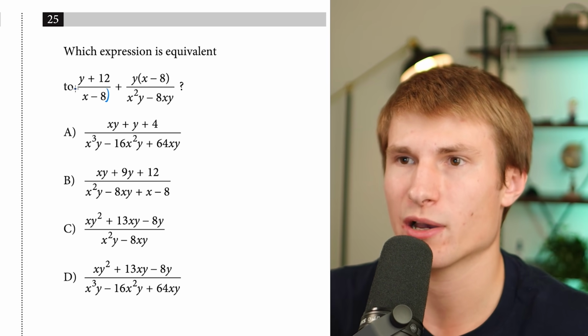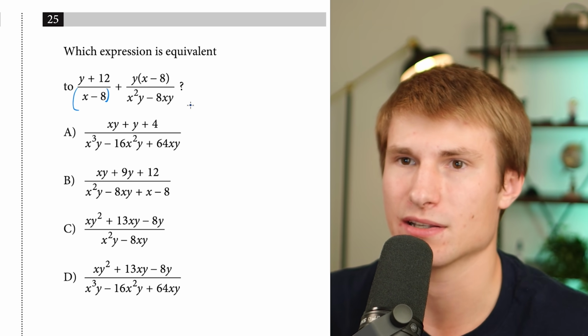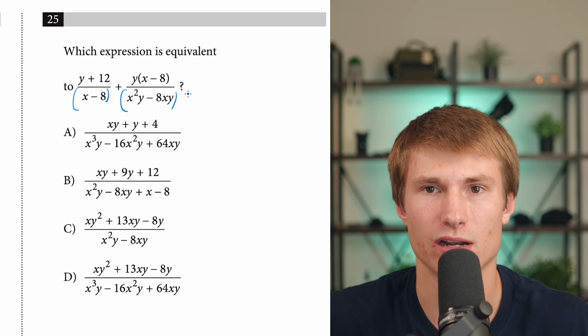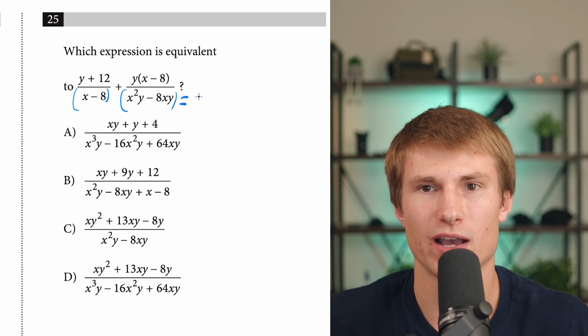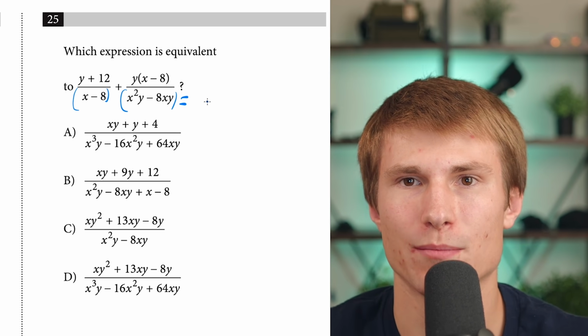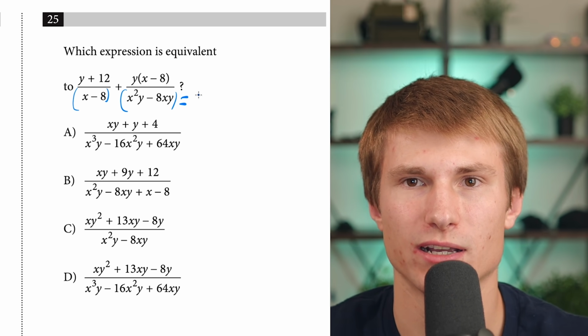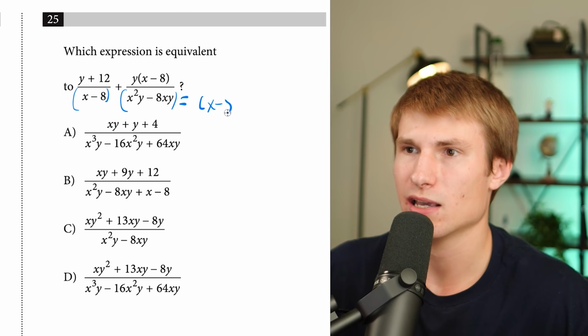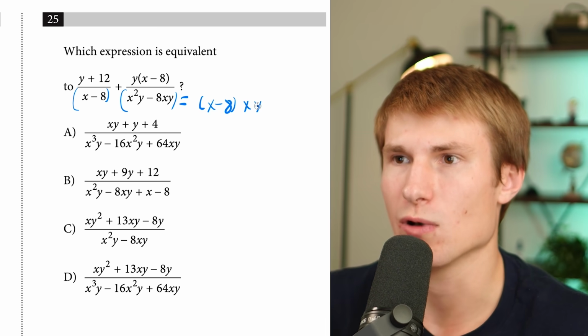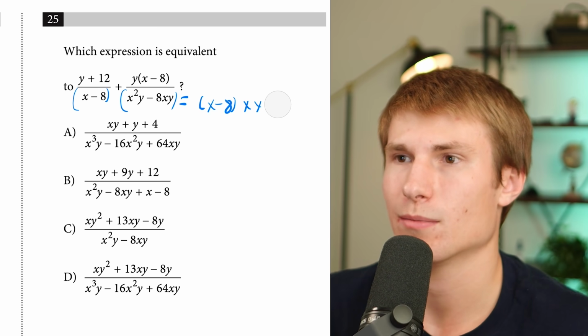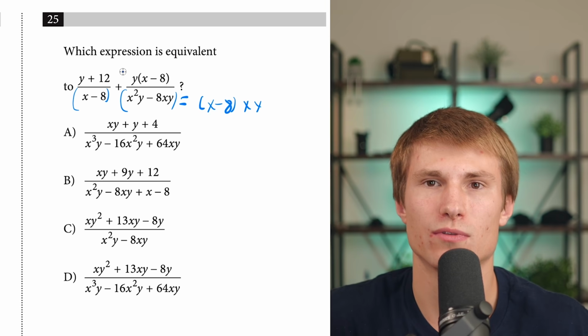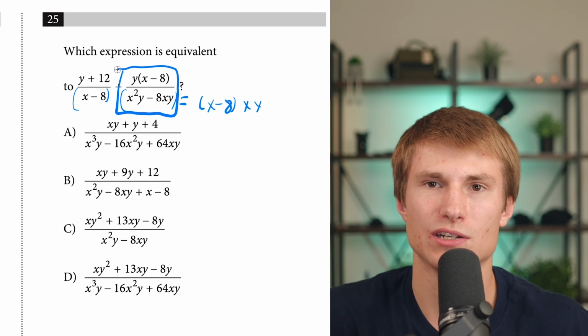I see I have x minus 8 here, which means I'm probably going to be looking at x minus 8 as one of the factors in this right here. So let's go ahead and see if we do have that as a factor. Okay, we see that x squared y minus 8xy can also be rewritten as x minus 8 times xy. All right, so that's going to be the same. So from there, we see that this right here, we don't really need to do anything to.